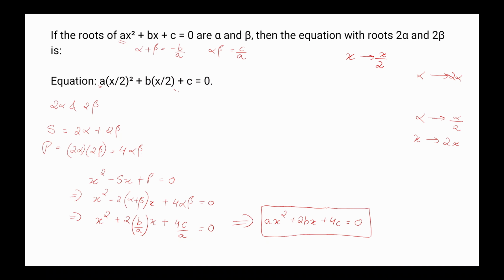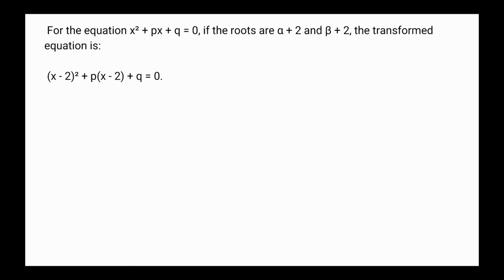Now if you try to solve this equation, what are you going to get? Ax square by 4 plus bx by 2 plus c is equals to 0. If I take LCM, again it would become ax square plus 2bx plus 4c is equals to 0. It's the same equation that we are getting. So this was just a shortcut trick for you to find out the equation.